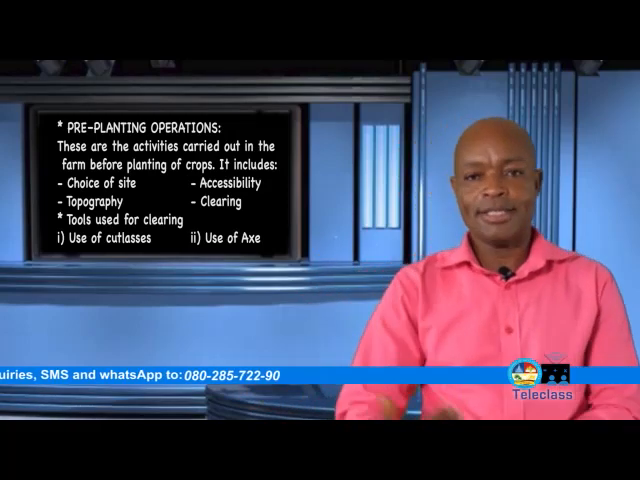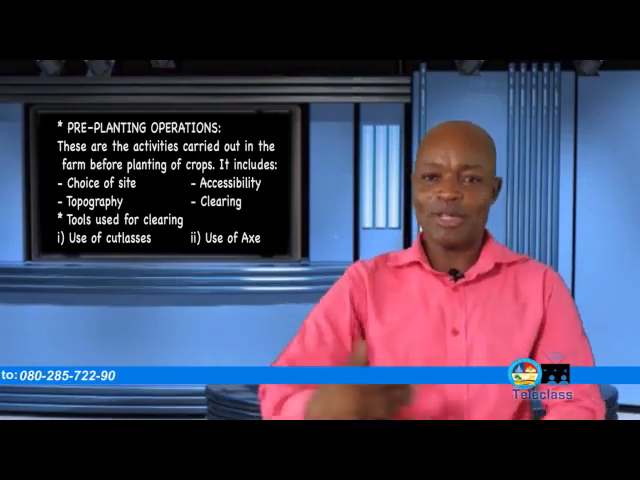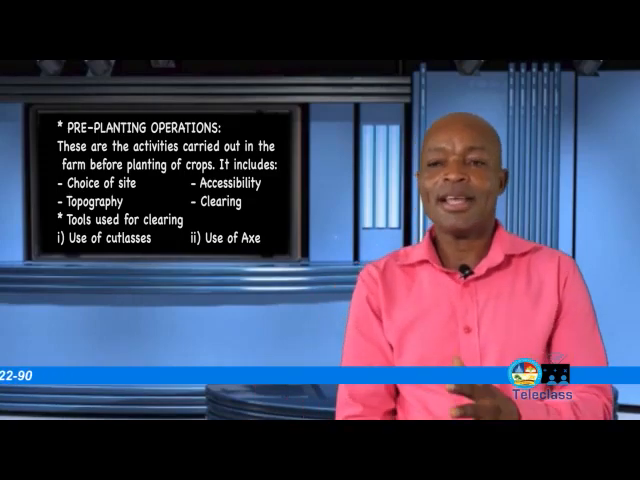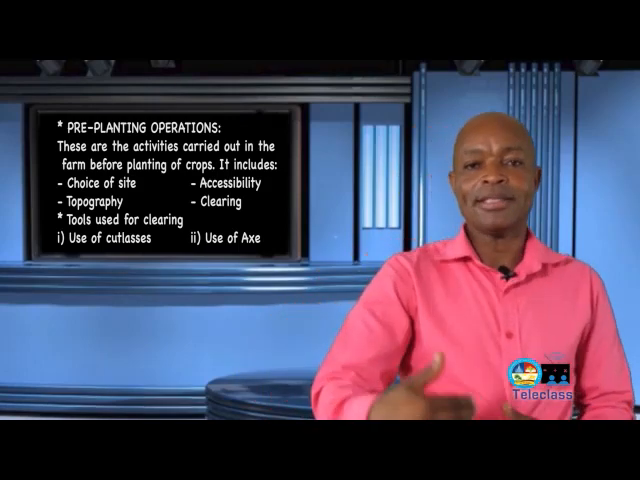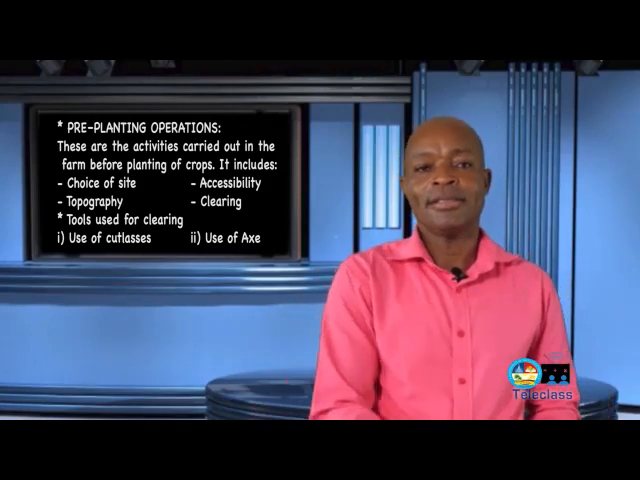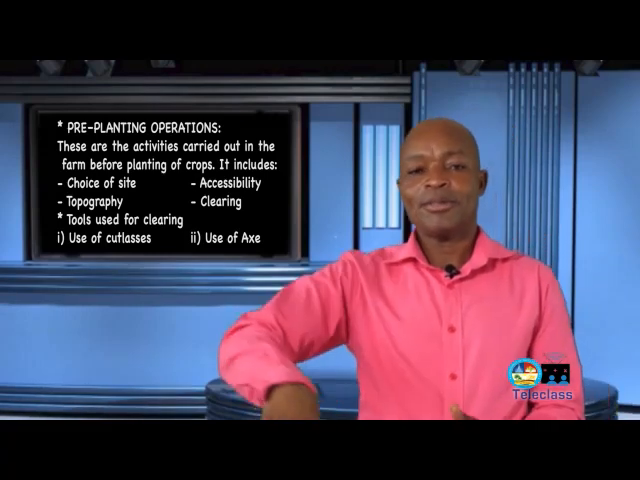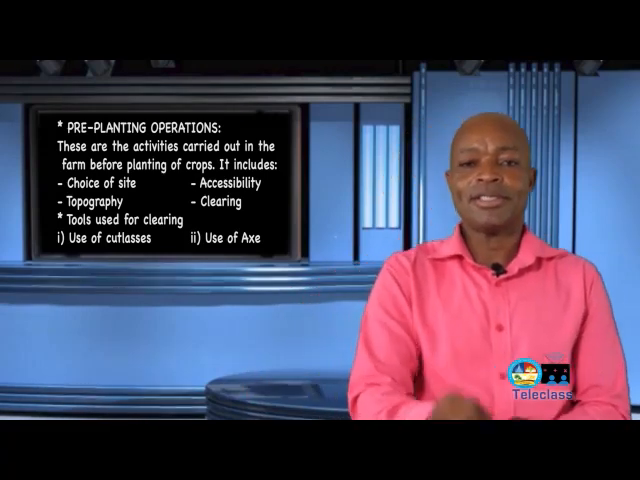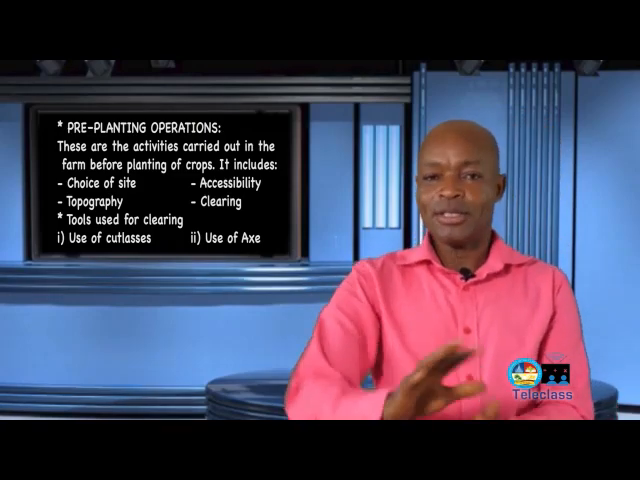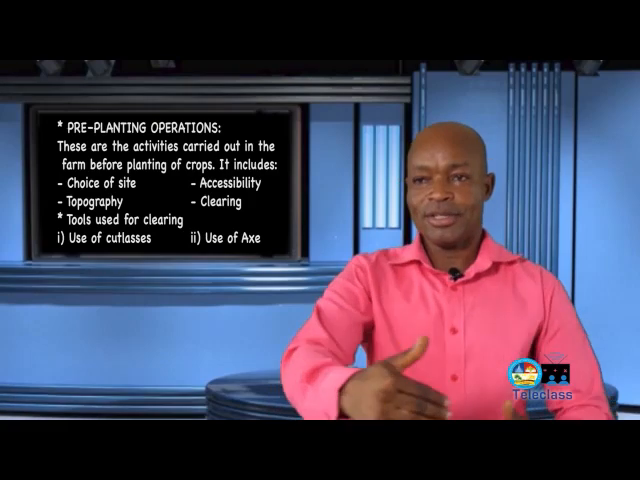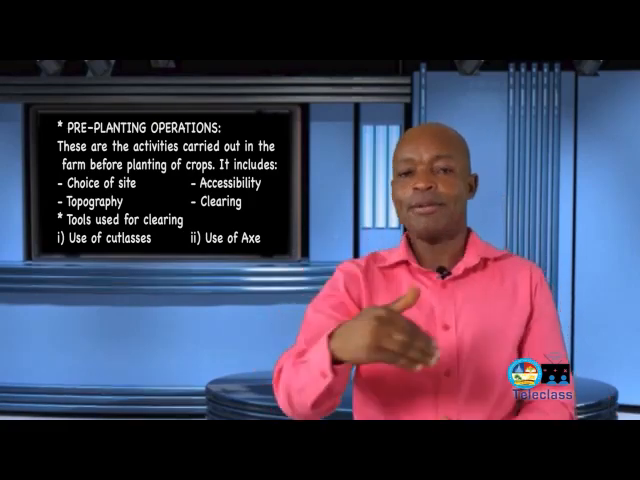It includes accessibility. Whether the land is accessible, is it close to the market? Does the crop that you are going to plant, can it sell? Is it secured against those people that will come to vandalize or steal from the farm? Now, if you put all this into consideration, you now choose a suitable site. The topography of the land has to be considered.